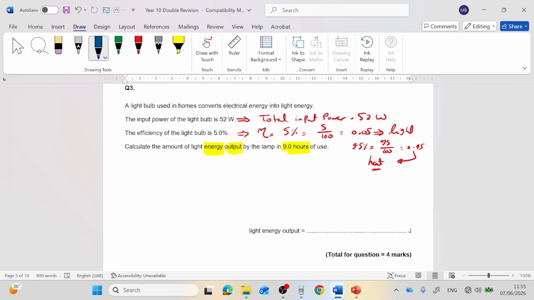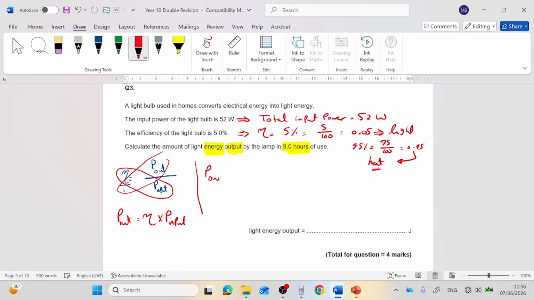Just figure out the value of the useful power, then we can move to the second step. So you know that the efficiency, which is eta, is equal to the ratio between the output power and the input power. So this is over 1. Let's do cross multiplication. The product of the two extremes is equal to the product of the two means, right? So the output power equals the efficiency times the input power.